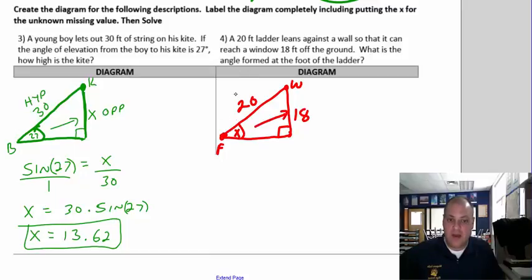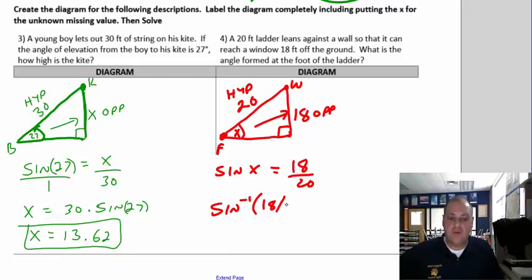Opposite and hypotenuse again. This time we're finding the angle, though. So it's going to be sine again, but it's sine x this time, equals 18 over 20. And of course, you do sine inverse of 18 over 20. Put that in your calculator, and that's going to give us 64.16 degrees. It didn't specify, so we'll just call it approximately 64 degrees to the nearest degree.